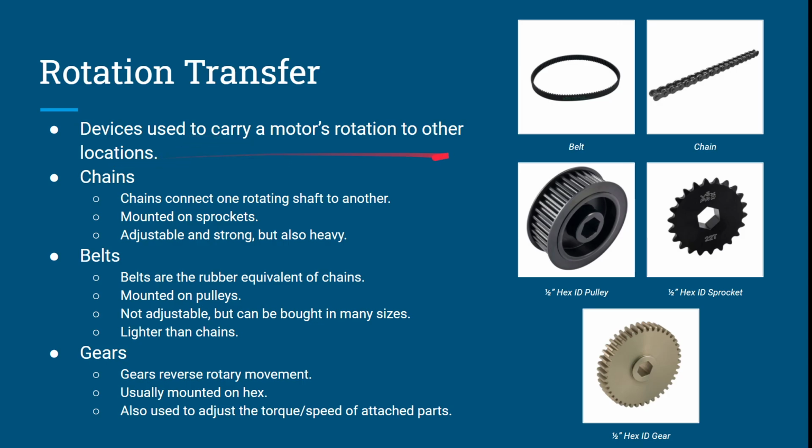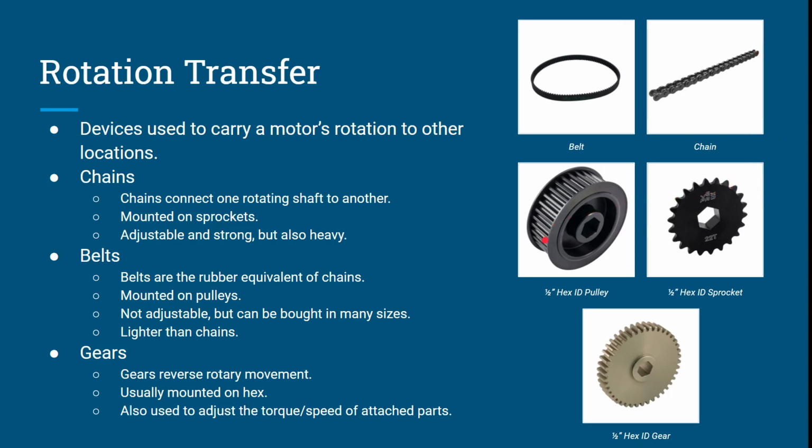So, rotation transfer: devices that are used to carry a motor's rotation to other locations. And that's what we said before, like hex carries it along the axis of rotation, while rotation transfer elements carry it perpendicular to the axis of rotation. So this sprocket is connected to a shaft, and then a chain goes around the sprocket and connects to another sprocket that's connected to another shaft. So when this shaft spins, it spins this shaft as well, right?